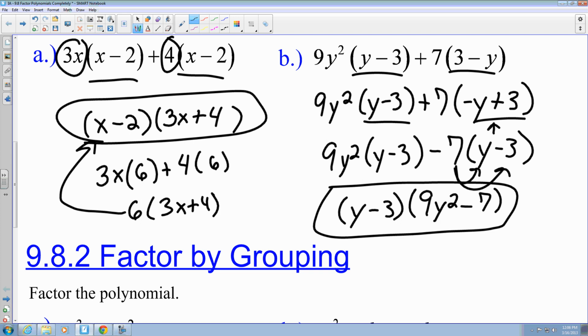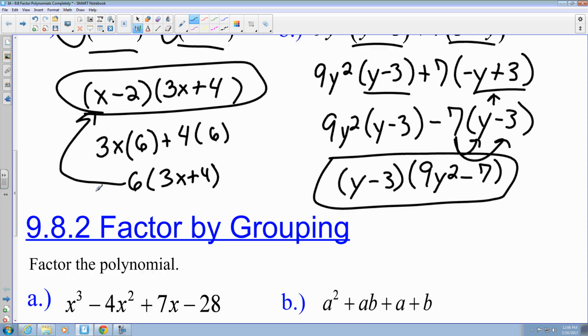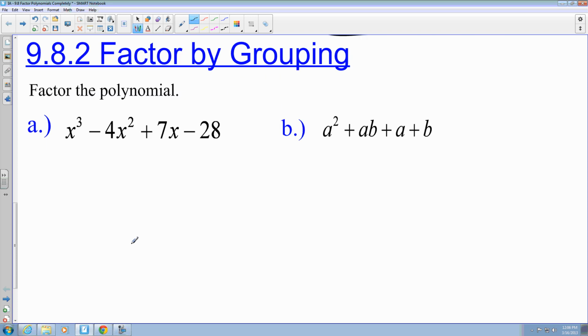Okay, so let's do some factoring by grouping. And here's what we mean by factoring by grouping. I have 4 different terms here. I got x cubed minus 4x squared plus 7x minus 28. So by grouping means I'm going to take 2 of them and put parentheses around them. I'm going to leave the plus on the outside. And what I'm going to do is factor these 2 inside the parentheses individually.